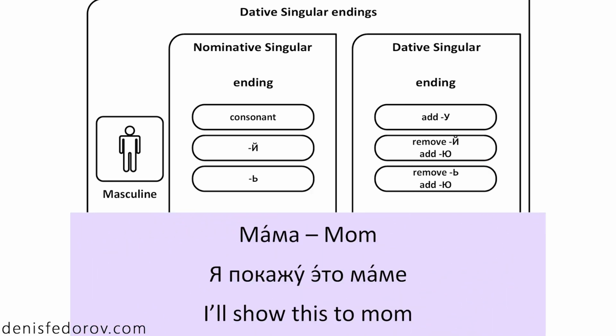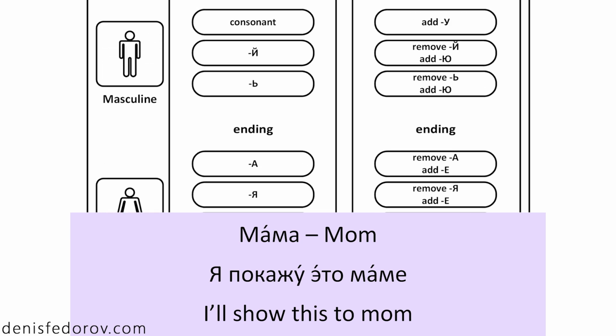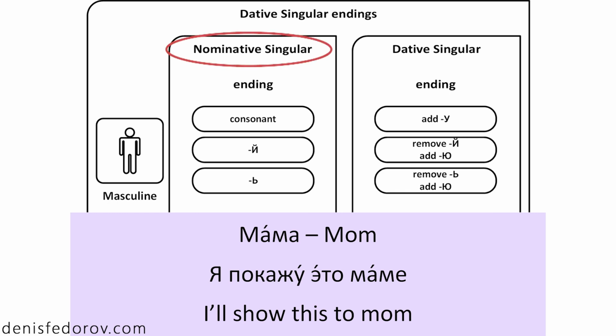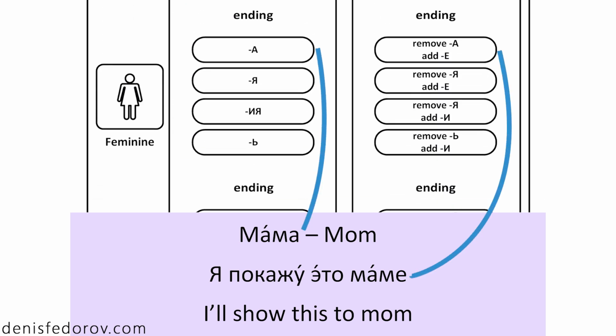Mama, mom. Я покажу это маме. I'll show this to mom. We remove a and add ye and get mame. So again, we take a noun, it's in its default dictionary form, which is a nominative singular. Choose a destination, case, and number, and then we look at the word's ending and change the ending according to a rule. Now that's the mechanism.